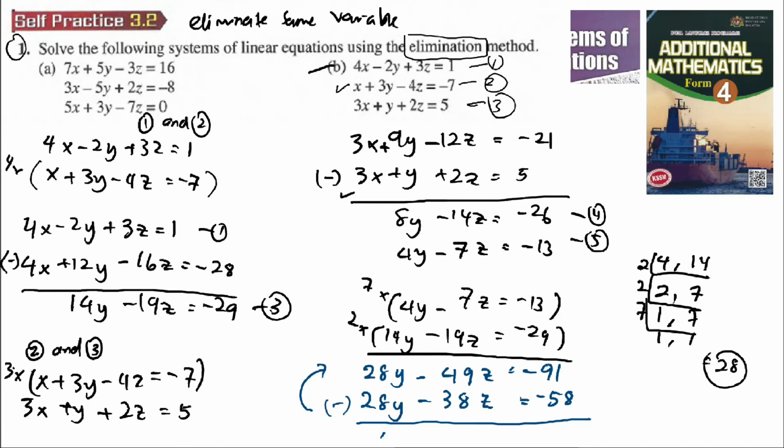Okay, so here negative 38 plus 49z, because this one is negative, minus becomes positive, so here you get plus, is equal to negative 58 minus negative 91, negative 58 plus 91, so here you get 33. So 11z is equal to 33. So z is equal to 33 divided by 11, so here you get 3. So here z is equal to 3.